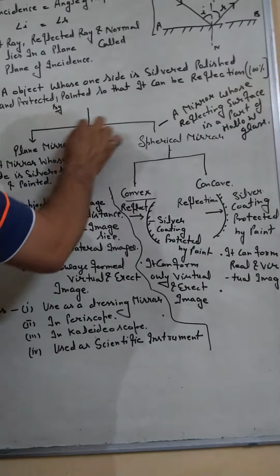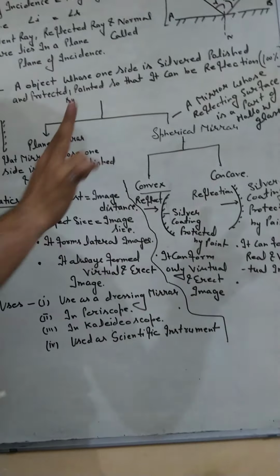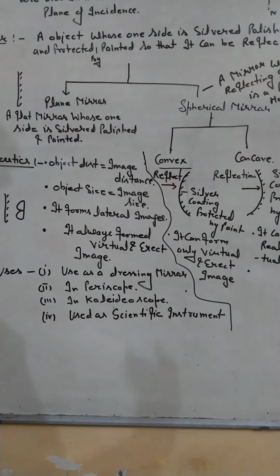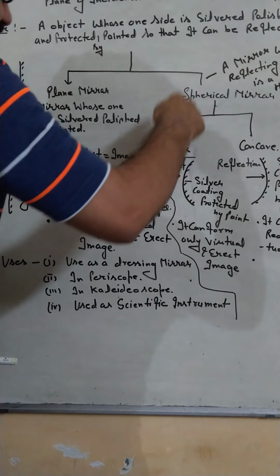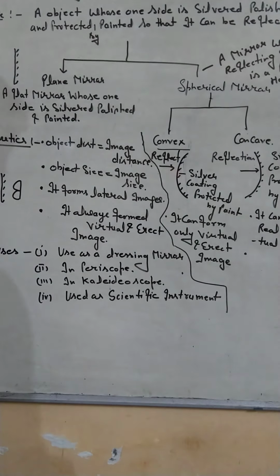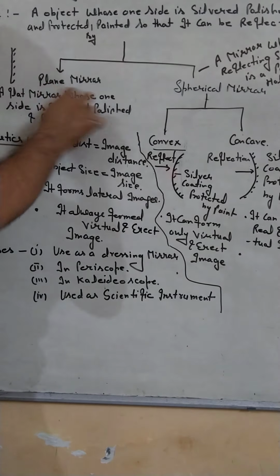Now this mirror is broadly classified into two categories. First is called the plane mirror and the second category is called the spherical mirror. The spherical mirror is further classified into two categories, convex mirror and concave mirror. First we will discuss the plane mirror.